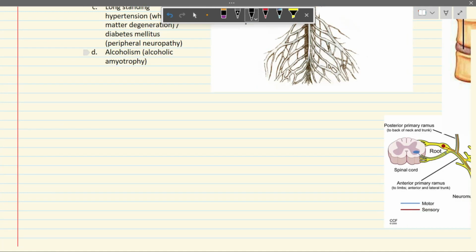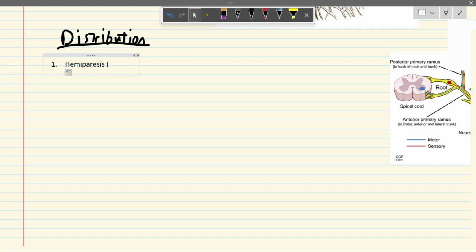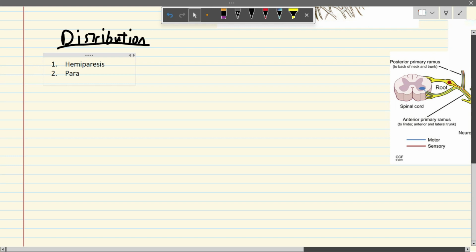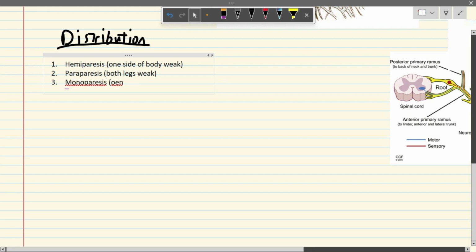Now the second question that we're going to ask our patient is the distribution. Talking about distribution, there can be a few, such as hemiparesis. Paresis means partial paralysis or weakness. We can have paraparesis, which means both legs are weak. Hemiparesis means one side of the body is weak. Or we can have monoparesis, which means one limb. Or we can have quadriparesis, which means all 4 limbs are weak.